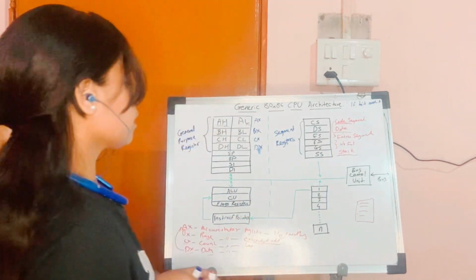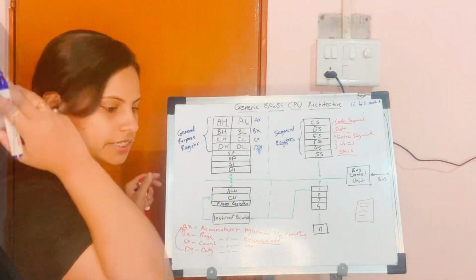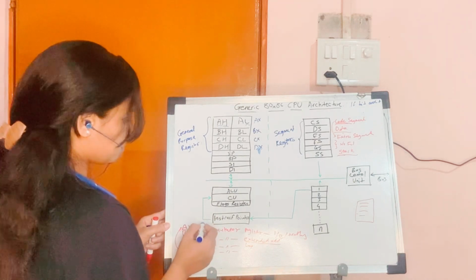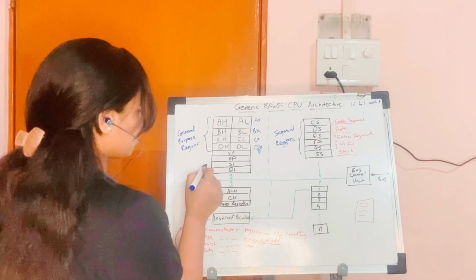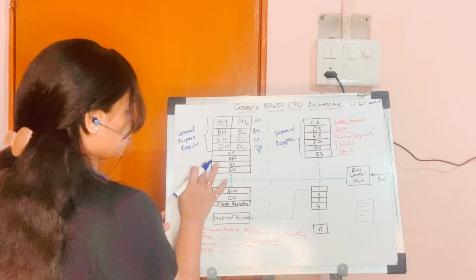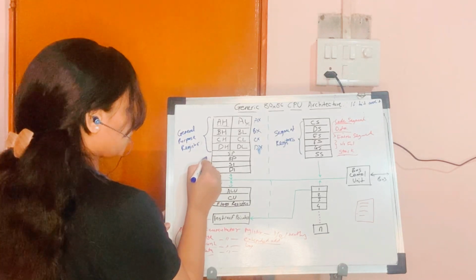Okay. Now the next type of registers. There are three types of pointer registers. These two are pointer registers. No, not these. These two are pointer registers.